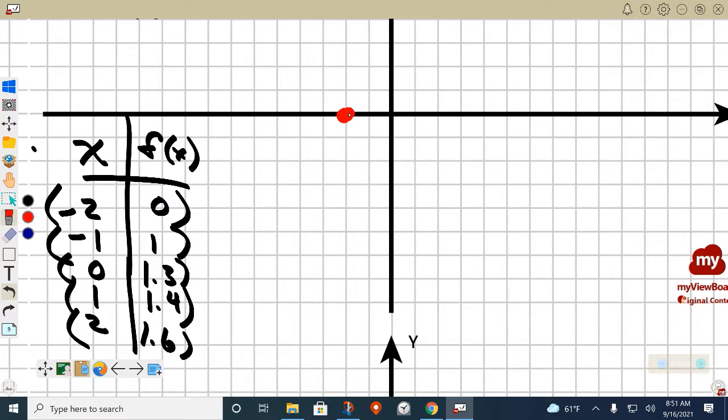Negative 2, 0. Zero is right here. Negative 1, 1. Nice. 0, 1.3 is barely above. Right there, there's 1.3. 1, 1.4 is a little higher than 1.3, right? You can see it kind of increasing. And then 2, 1.6, a little past halfway. Look at that.